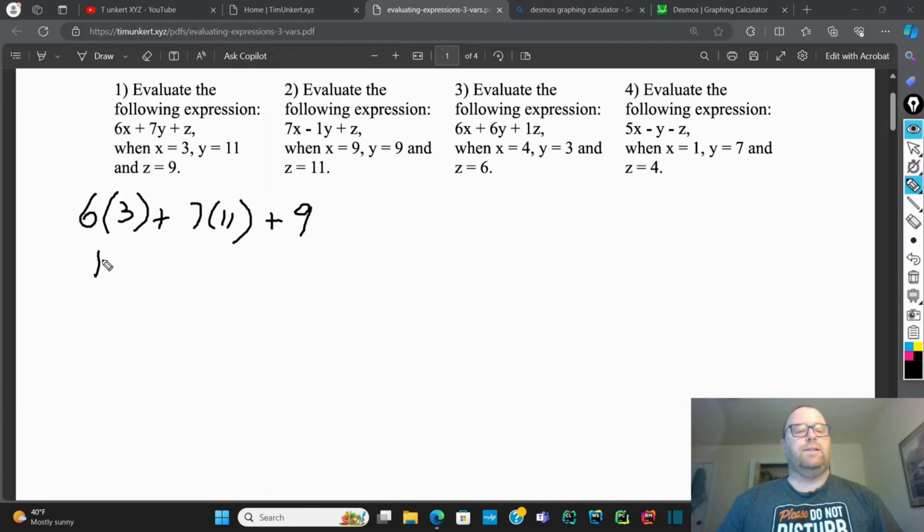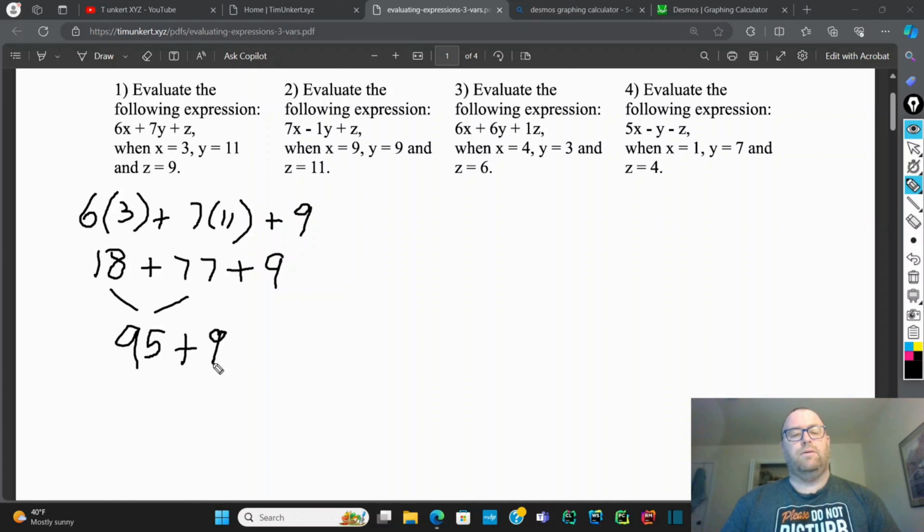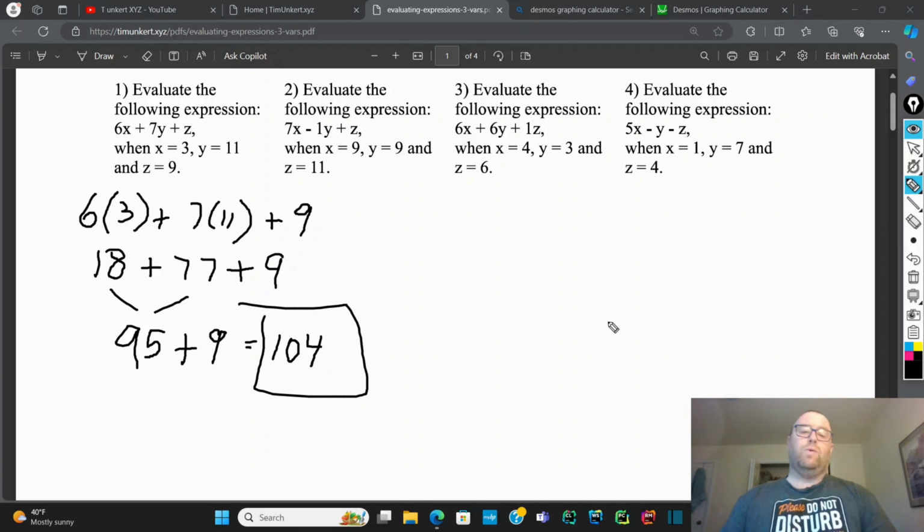So 6 times 3 is 18 plus 7 times 11 is 77 plus 9. I think I did add these wrong. Okay, so 18 plus 77, bring over the 8, that's 85 plus 10, so it's 95 plus 9. And yeah, that equals 104. So always check your work. I think I wrote 103 the first time. Always check your work as you go.